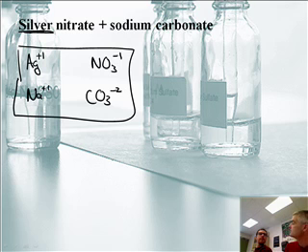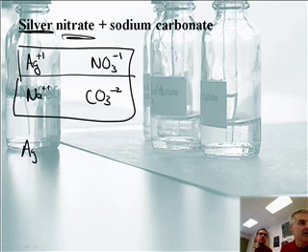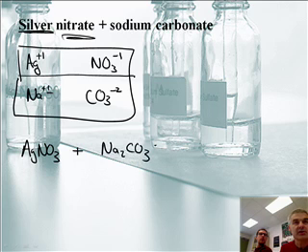Now, in this case, we've got to build the left and the right side. So we're going to put the silver with the nitrate. That's going to put the top together. And the charges add up. That'll be AgNO3. We'll go back and look at the states at the end, I think. And then we'll do sodium carbonate. That'd be Na2CO3, because of the +1 charge and the -2 charge.